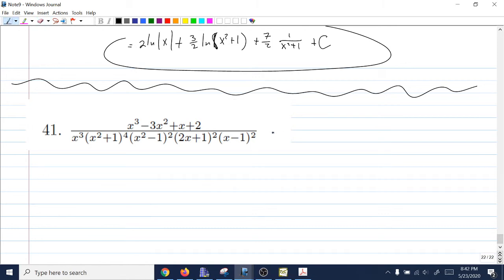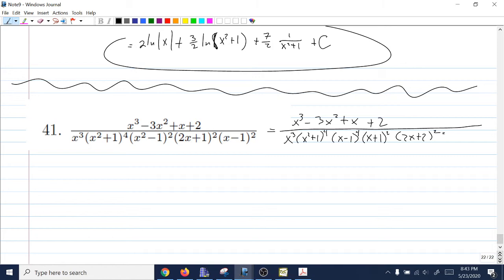This is x cubed minus 3x squared plus x plus 2 over x cubed, x squared plus 1 to the 4th. X squared minus 1 squared is going to be x minus 1 squared with another x minus 1 squared makes x minus 1 to the 4th, x plus 1 squared. 2x plus 2 squared. 2x plus 1 squared. If it was 2x plus 2, that would be an x plus 1. I'd have to mush them together. Okay, these are ready to go.